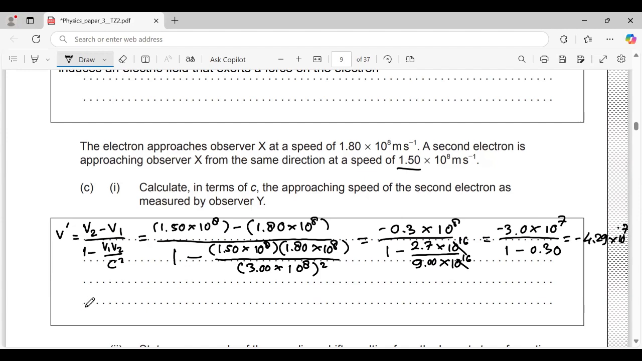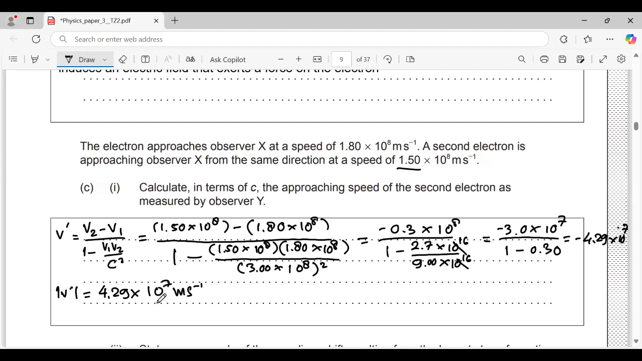meter per second, right? But the speed of the second electron as measured by observer Y is this one, modulus Vxn. Because it is speed, and it is a modulus, this number becomes positive. So it becomes positive 4.29 times 10 power 7 meter per second.